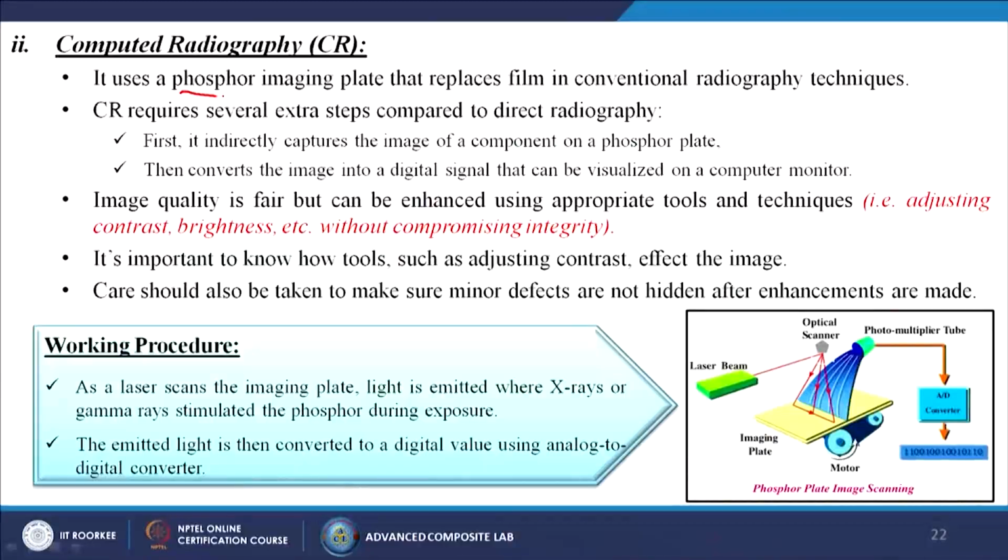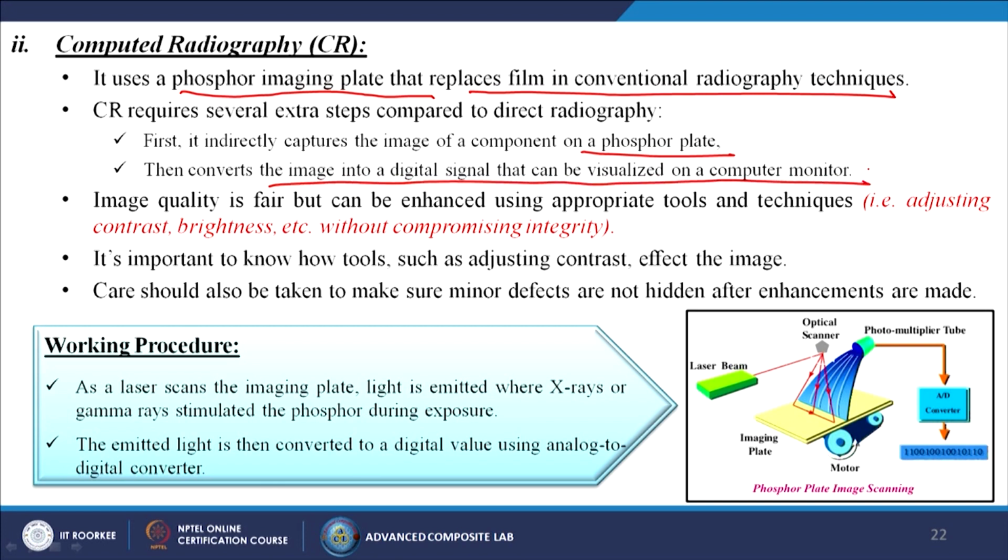Next one is called computed radiography, or CR. It uses a phosphor imaging plate that replaces film in conventional radiography techniques. CR requires several extra steps compared to direct radiography. First, it indirectly captures the image of a component on a phosphor plate, and second, it converts the image into a digital signal that can be visualized on a computer monitor.